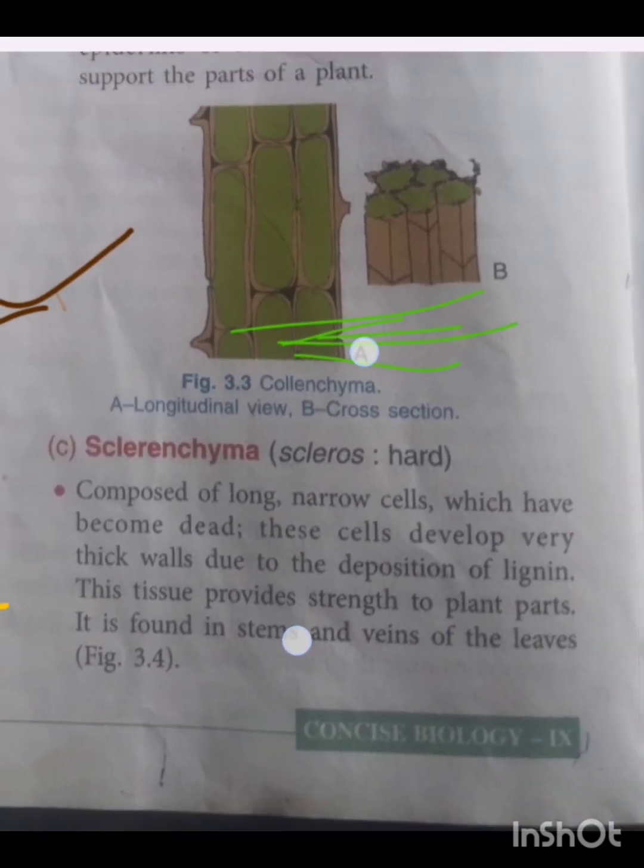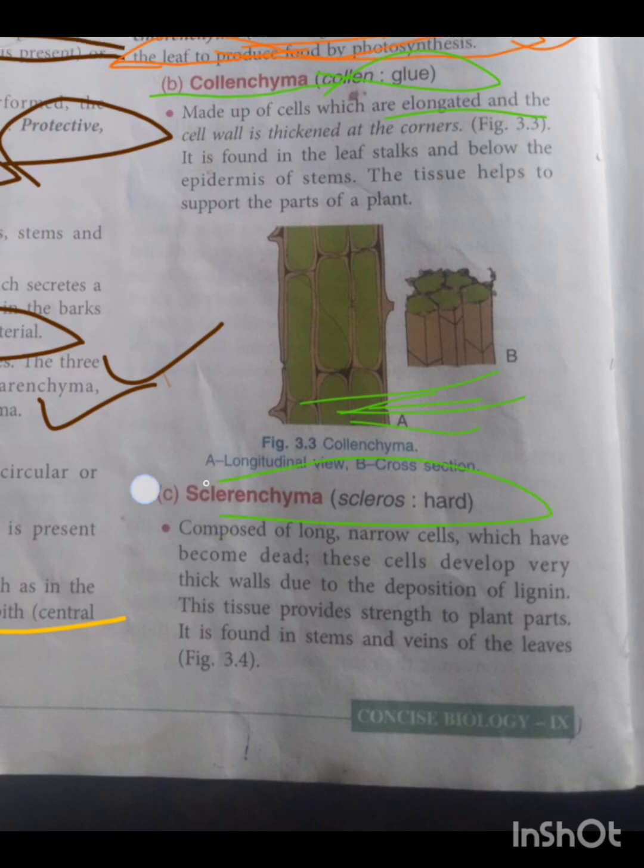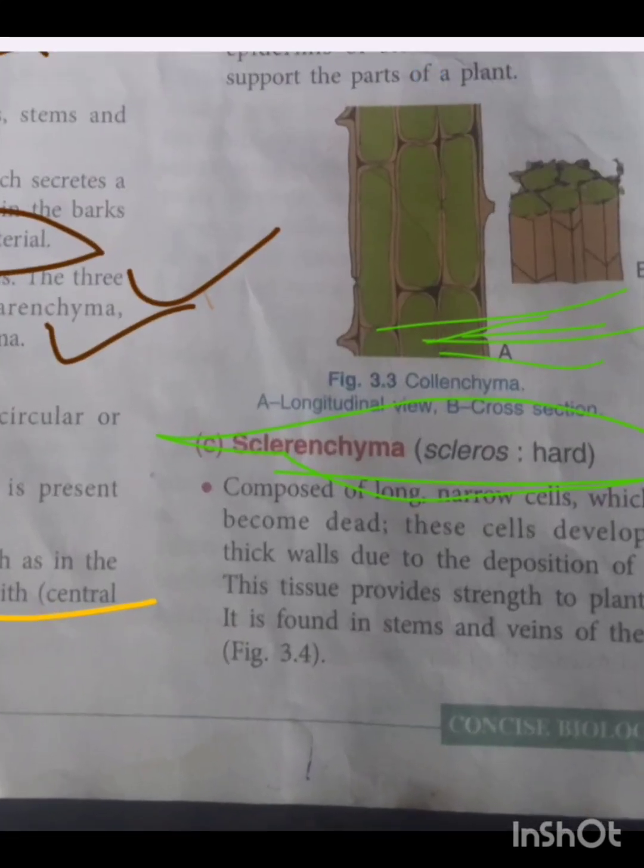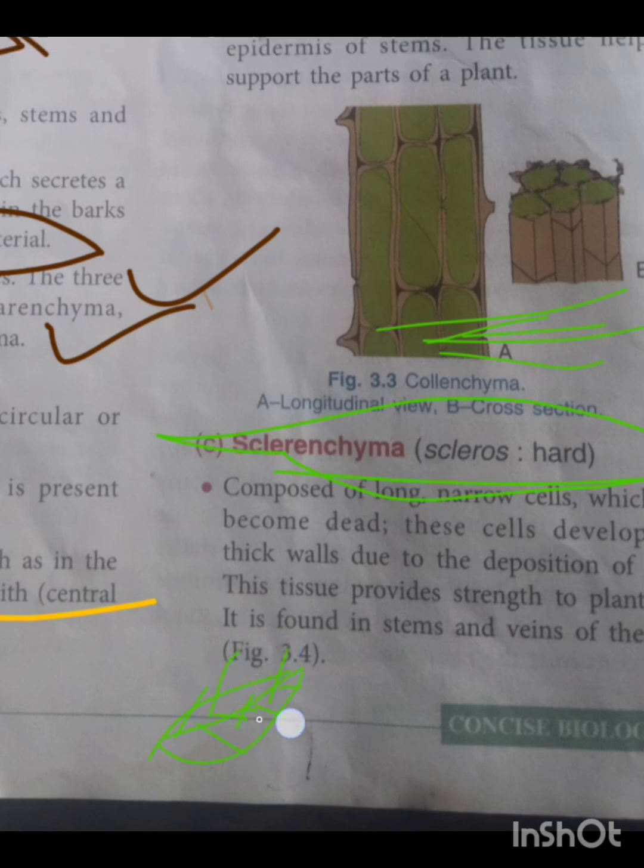And after that, sclerenchyma. Sclero means hard. By its name you can know that it is very hard. It is composed of long narrow cells which have become dead. These cells develop very thick walls due to deposition of lignin. This tissue provides strength to plant parts. It is found in stems and veins of the leaves. Veins of leaves are the structures like this, as given here.